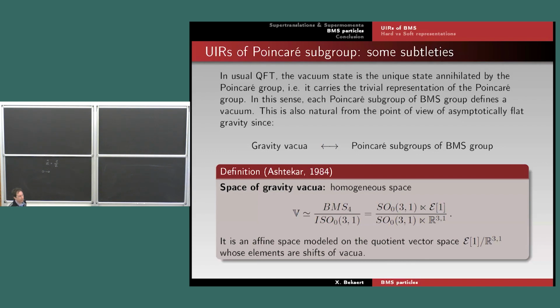So when you act with BMS, you go to another S matrix that is equivalent, and instead it's not a unitary transformation within the same states. Yeah, associated with superselection sectors.